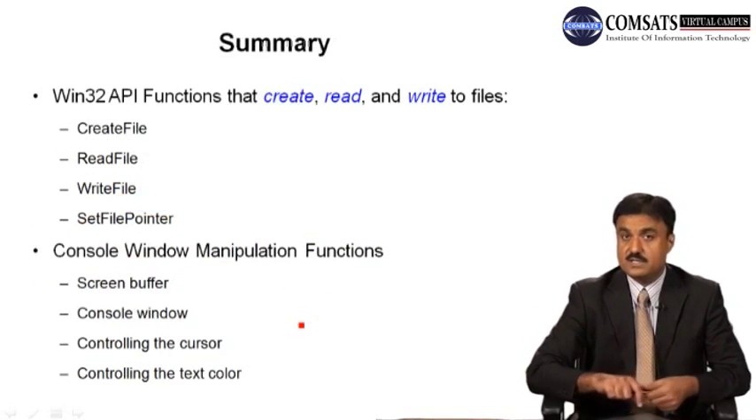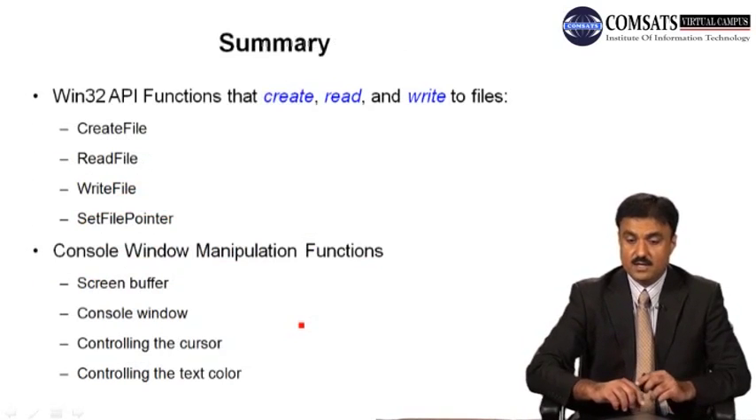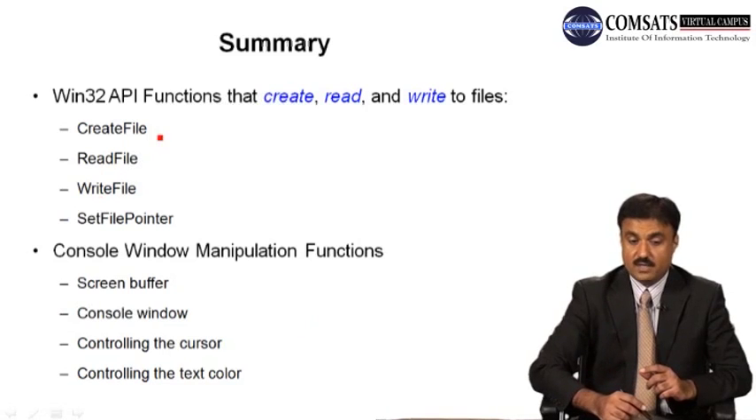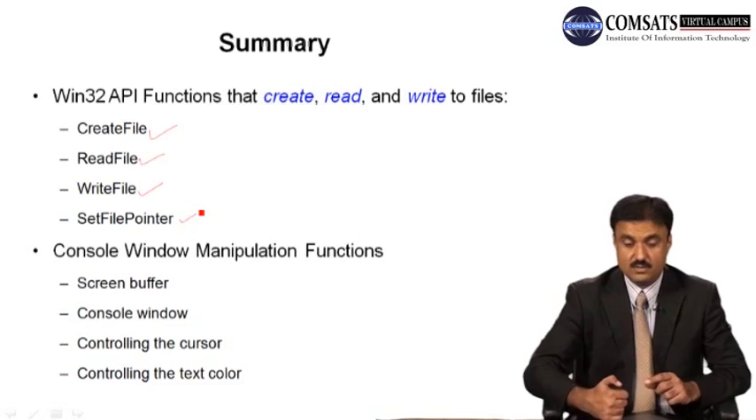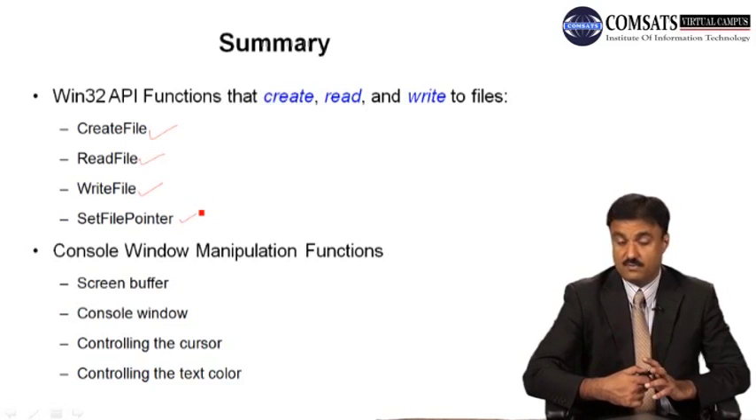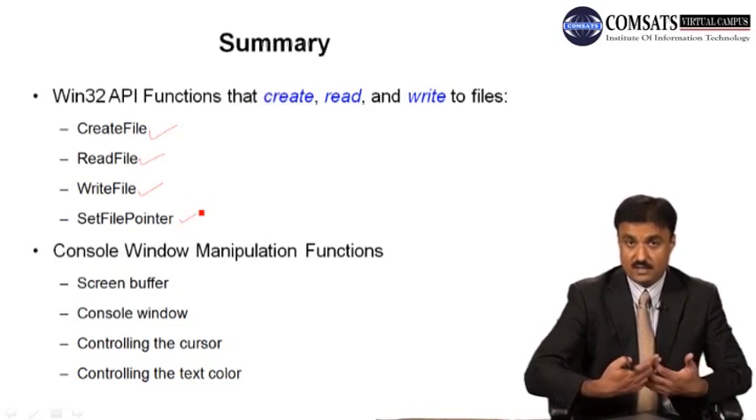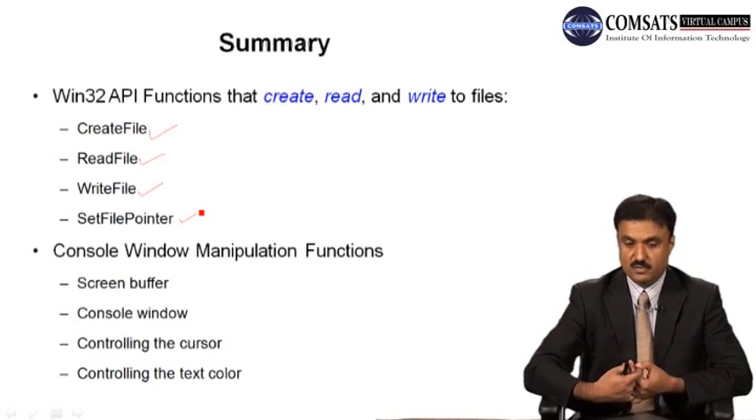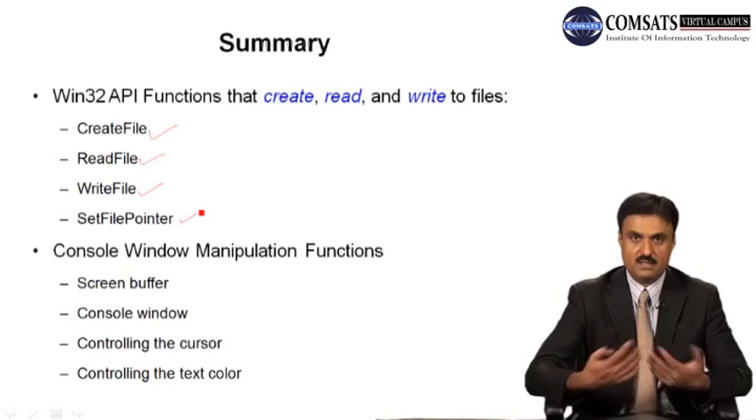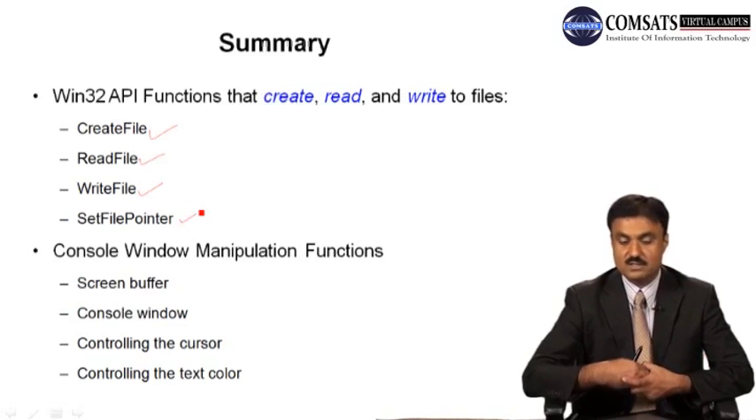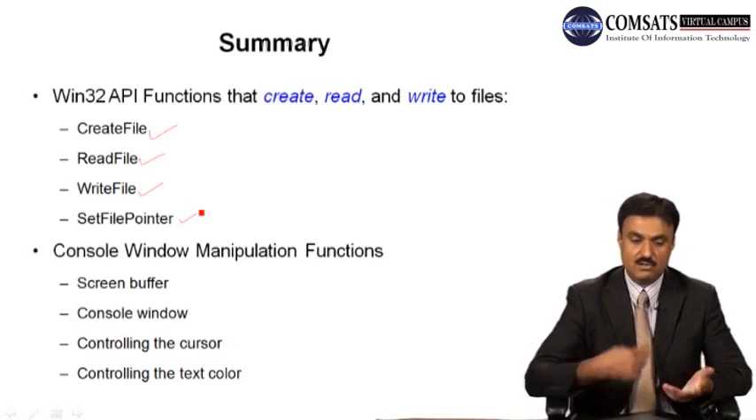Now we are going to summarize what we covered inside this lecture. Here we covered the Win32 API functions that will create file, read file, write file, and set the file pointer and so on. So you can create a file, you can read information from the file, you can write information inside the file. When you read from the file, the file should be in input mode. When you're writing, the file should be in output mode. And we can set the pointer to move in random access mode, so we can set the pointer somewhere inside the file and directly read.